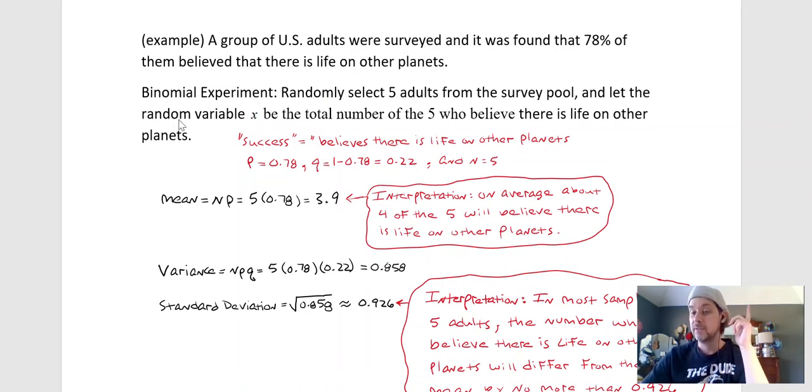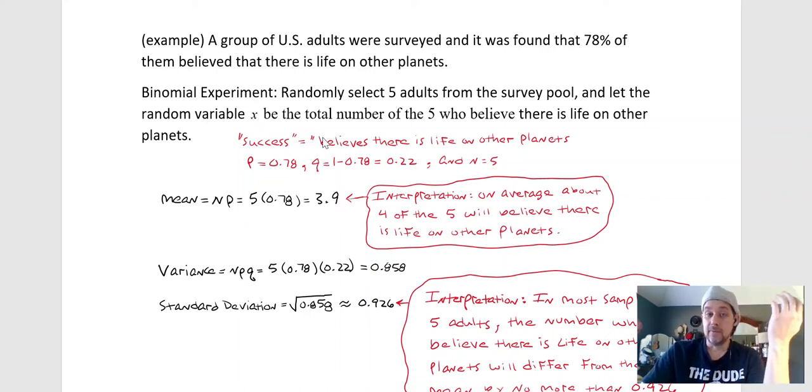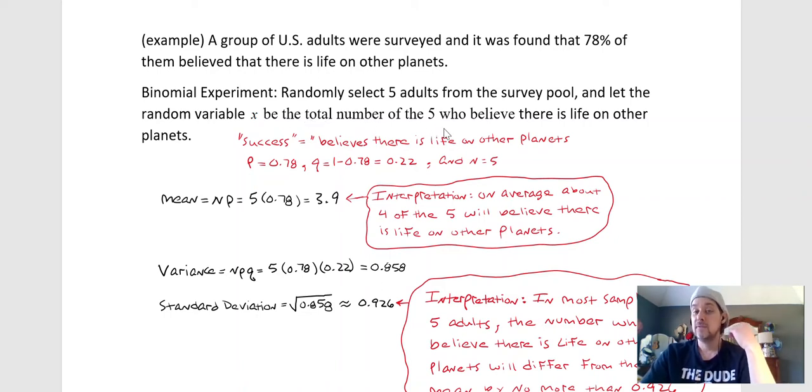Now, here's the binomial experiment. Suppose that among that survey pool, all those people that were surveyed, you select 5 people at random, and you go through them one at a time and you say, do you believe there's life on other planets or not? It's yes or no, success or failure. It's a binomial experiment, okay? And the random variable will count the total number of those 5 people selected at random who believe that there is life on other planets.